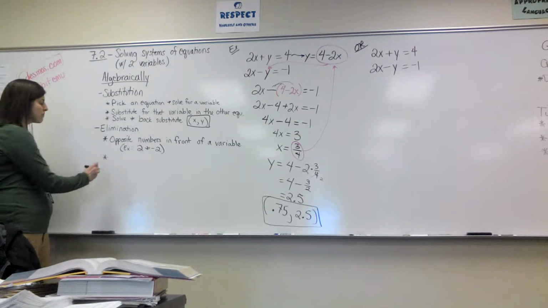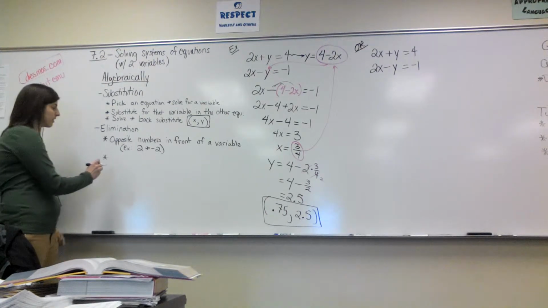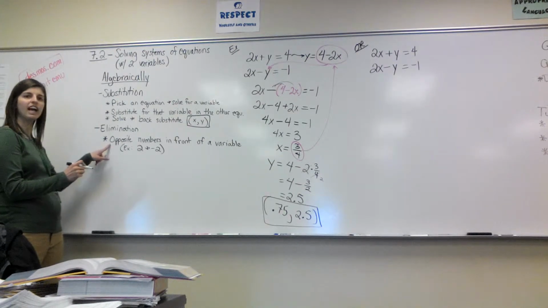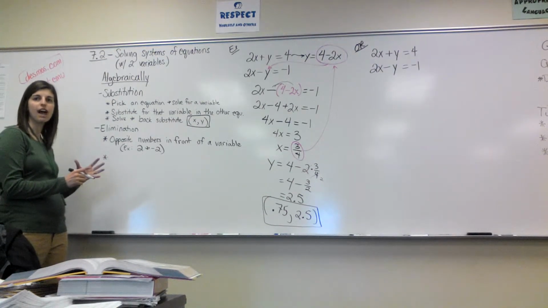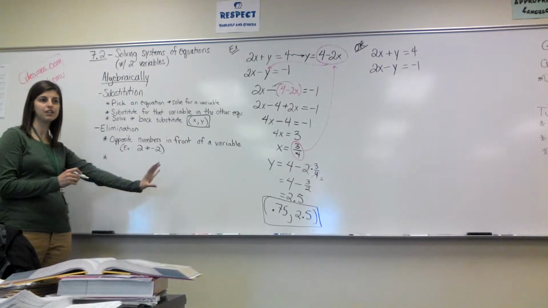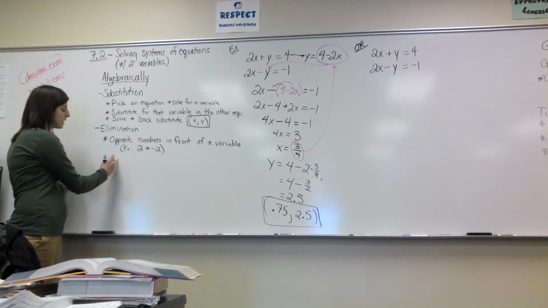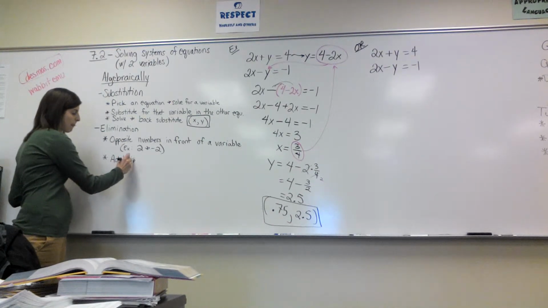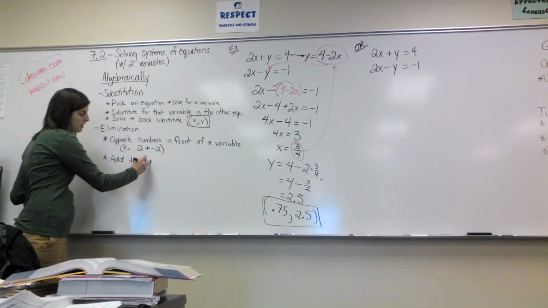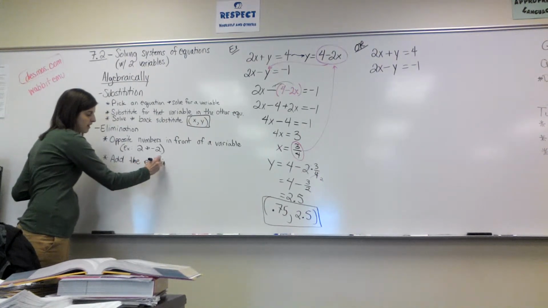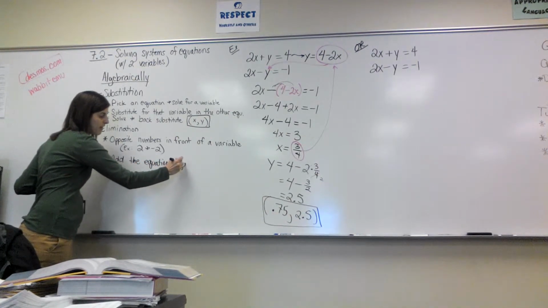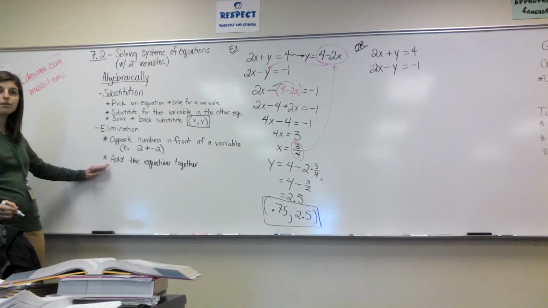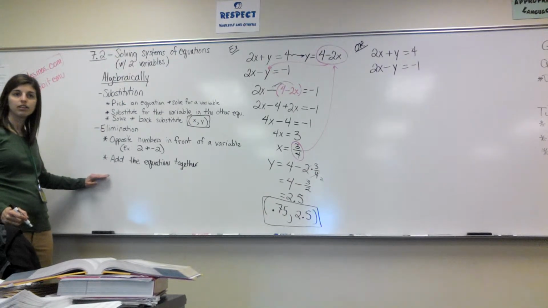After you get opposite numbers, you're going to add the equations together, or you can subtract them. If you get opposite numbers, you're going to add. If you have the same number, just subtract. But you have to be sure to subtract the entire second equation. So we're going to add, because I told you to get opposite numbers. Add the equations together. Now that should give you one equation with one variable. If it doesn't, you did something wrong.